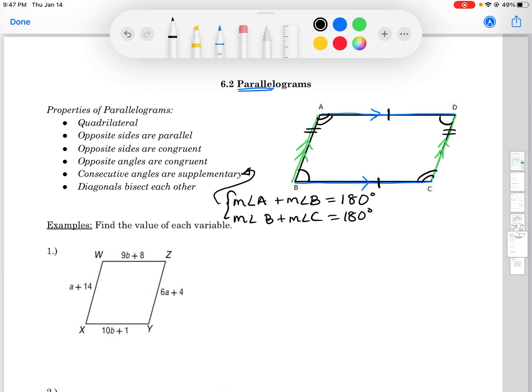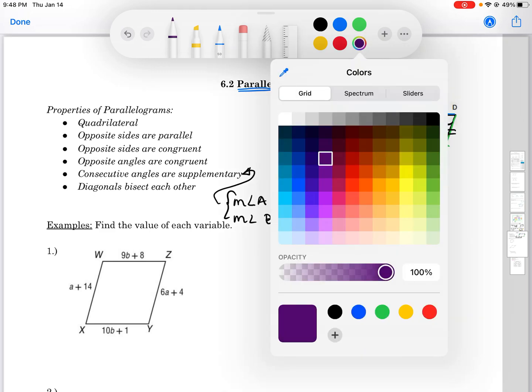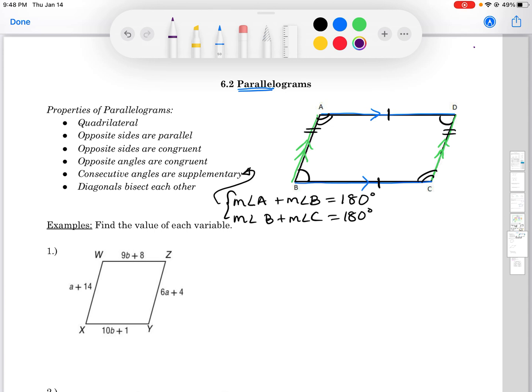Last but not least, I can draw diagonals here. If I were to draw diagonals through my parallelogram, meaning connecting opposite corners together, there's one diagonal. Let's see how straight I can draw. Here's another diagonal. Our diagonals bisect each other. So this side of BD is congruent to this side. And this side of AC is congruent to this side. So they're going to bisect each other.